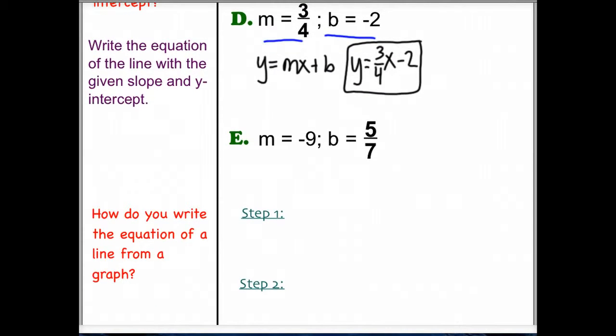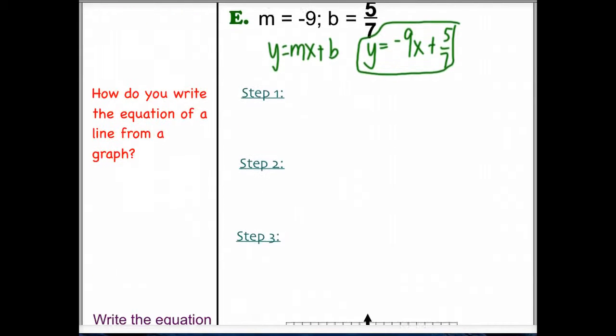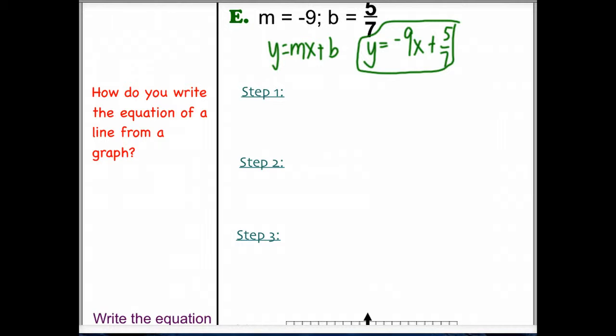The next thing we have is m equals -9 and b equals 5/7. So we want to write it as y equals mx plus b. So y equals -9x plus 5/7 is how you would write this equation. So we've looked at making an equation given the slope and the intercept.